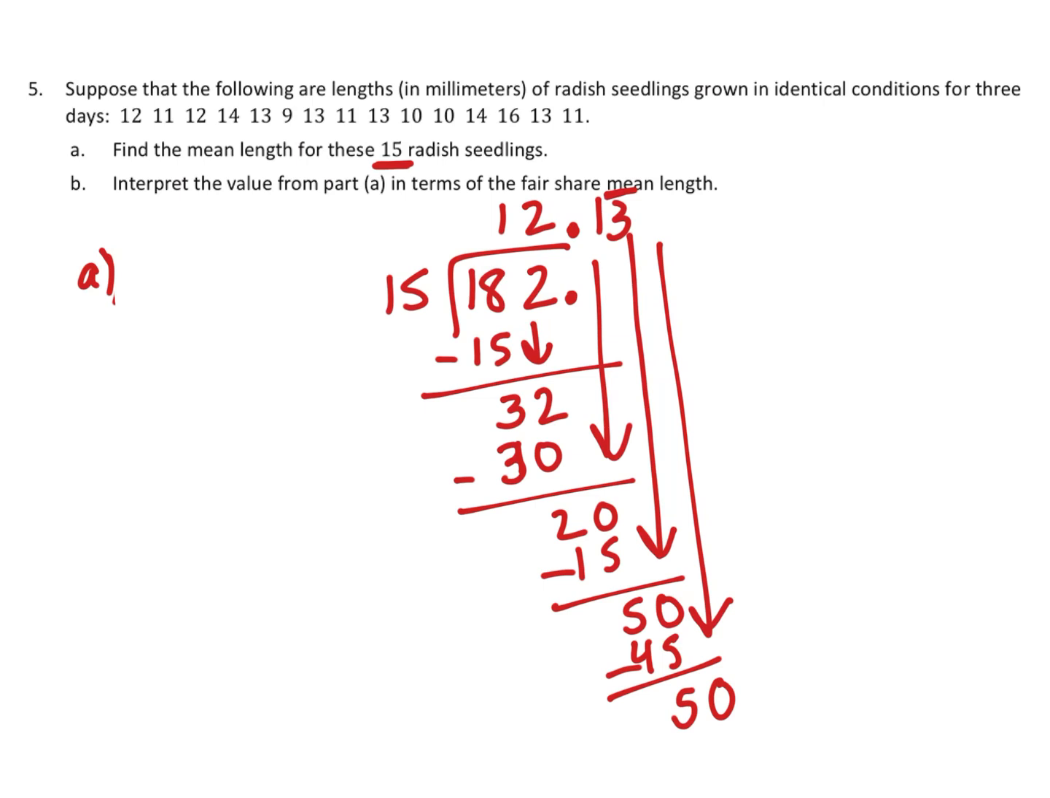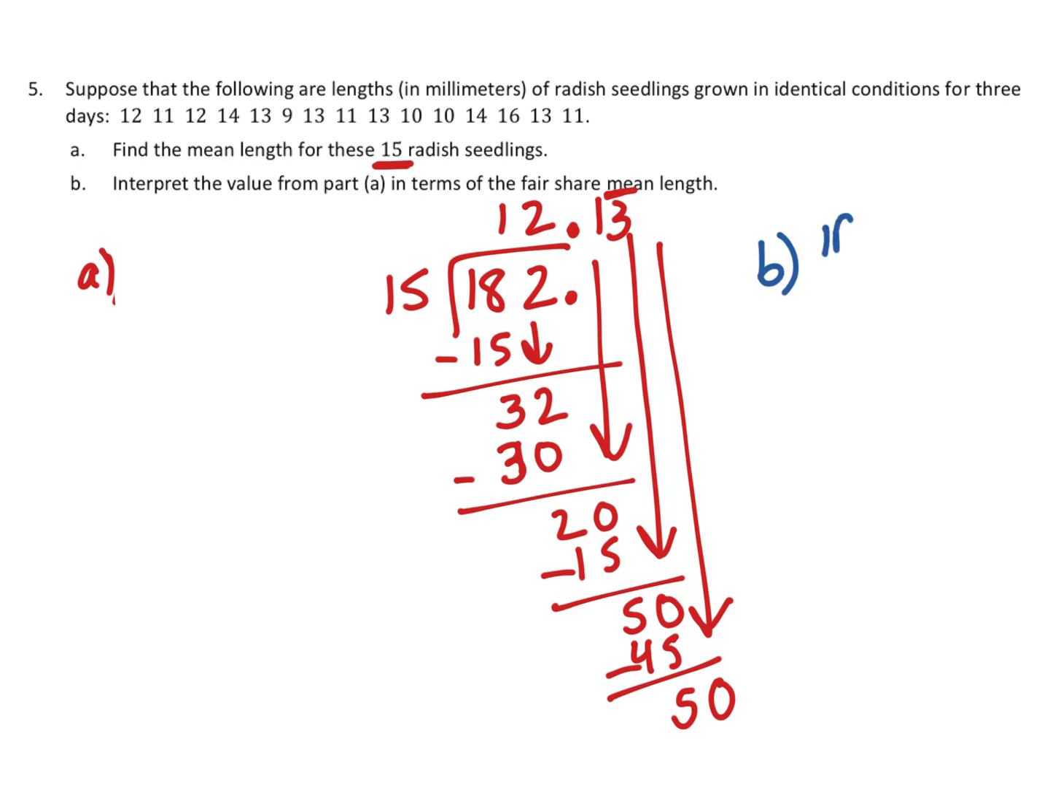So our mean is just over 12. It's 12.13, and the 3 just keeps repeating. One way we notate that is with that line on the top. In part B, it says interpret the value from part A in terms of the fair share mean length.